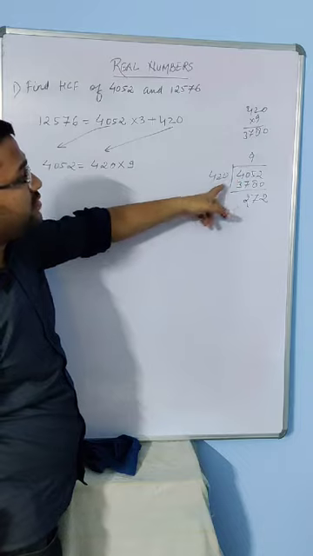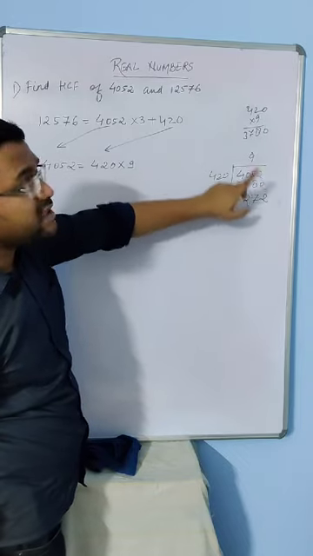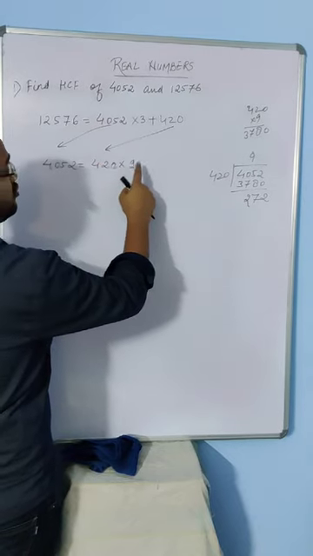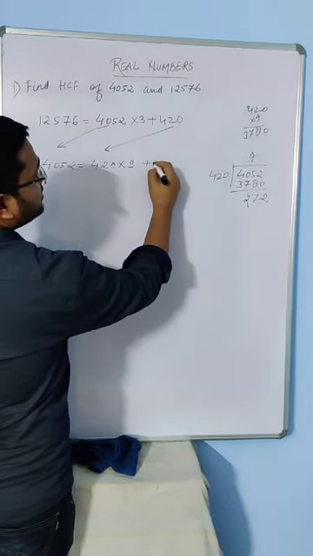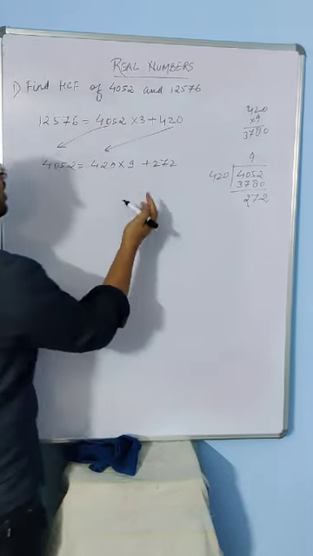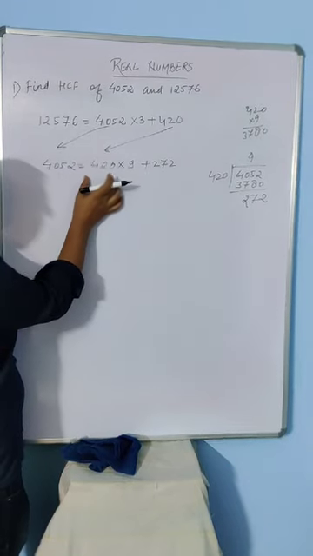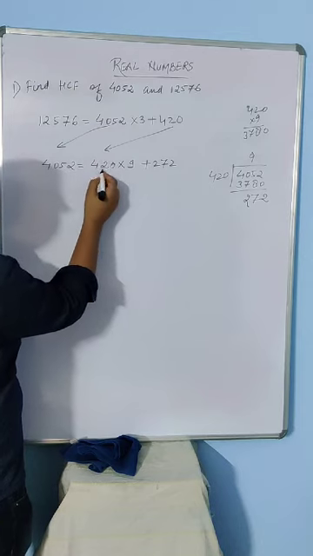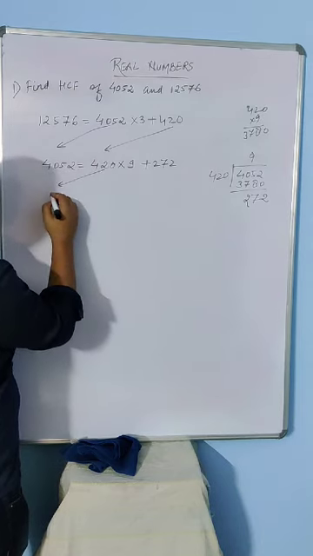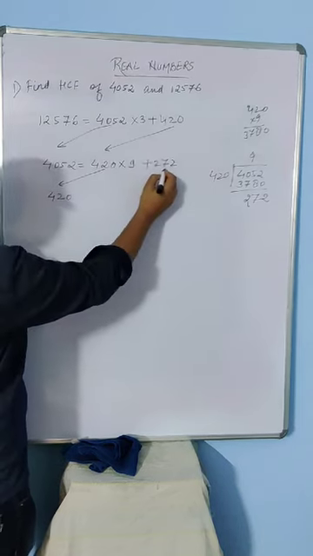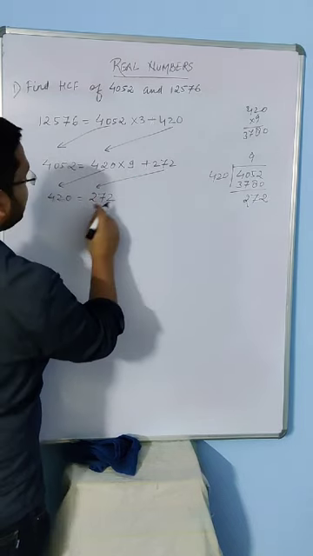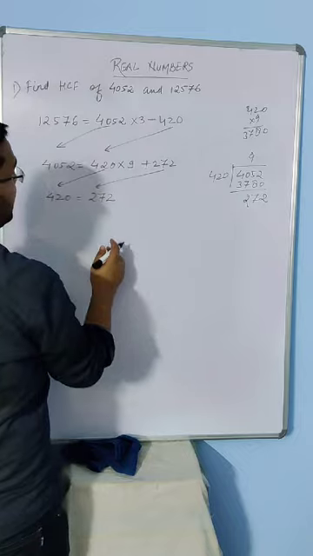So now again the rule is the same. Dividend is equal to divisor into quotient plus remainder. The same step: the divisor becomes the dividend and the remainder becomes the divisor. Now let's divide it.